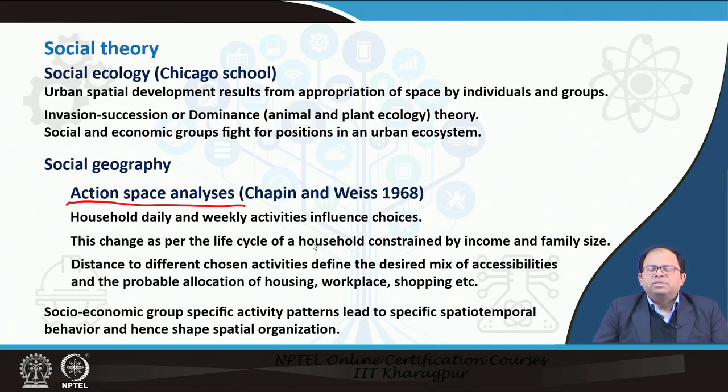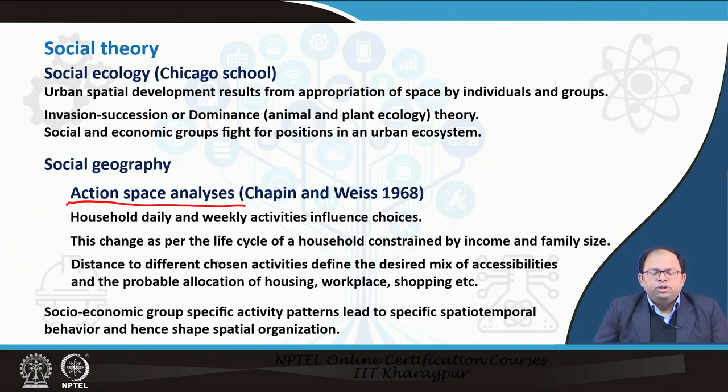So during different life cycles these activity patterns change, and they are also constrained by the kind of income and family size. For example, a poor family will do different activities compared to a rich family, and family size also plays a role. For example, if I have a large family and I have one car, only one person or maybe two persons can use the car, but not everybody can use the car. But if the family size was small, probably both of them could use the car, or a single person could use the car. So that is how the choices or activities are constrained by income and family size.